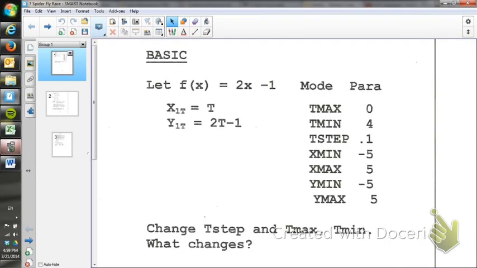Alright guys, so what we're going to look at now is how parametric functions work on the calculator. Okay, so we're going to start off with just a really basic equation. We're going to see just kind of how changes on their calculator are going to affect this graph.